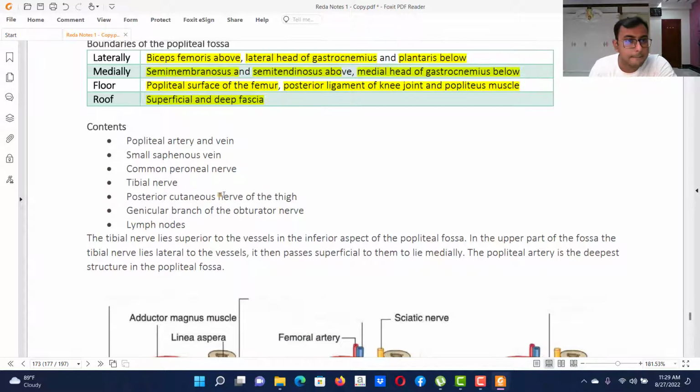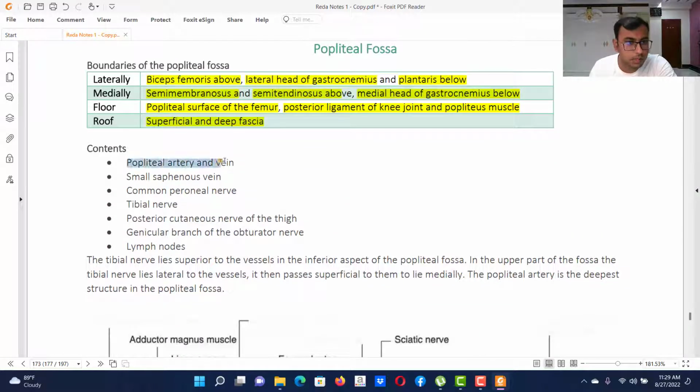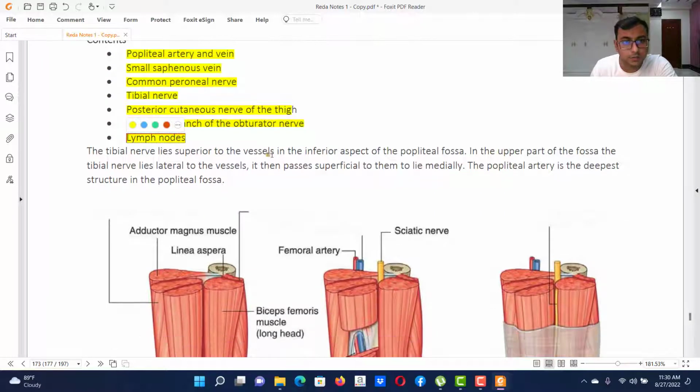What are the contents of the popliteal fossa? There are the popliteal artery and vein, small saphenous vein, common peroneal nerve, and the tibial nerve. And the posterior cutaneous nerve of thigh, genicular branch of the obturator nerve, and the lymph nodes. The tibial nerve lies superficial to the vessels in the inferior aspect of the popliteal fossa, and lateral to the vessels in the upper part of the fossa.